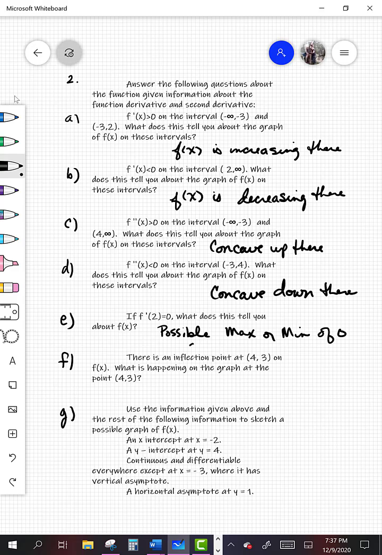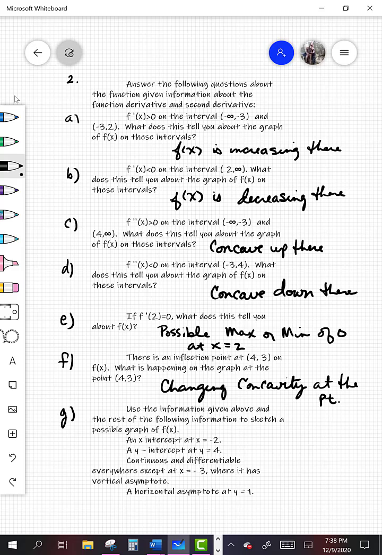Of 0 at x equals 2. There's an inflection point at (4, 3) on f of x. What is happening to the graph at the point (4, 3)? Well, inflection point means that it's changing concavity at the point.